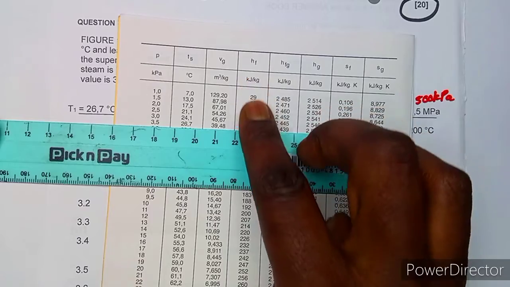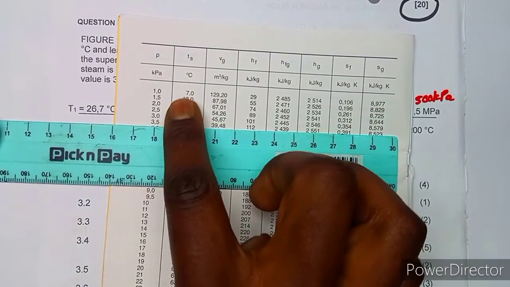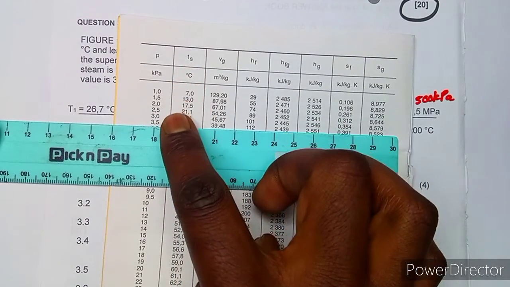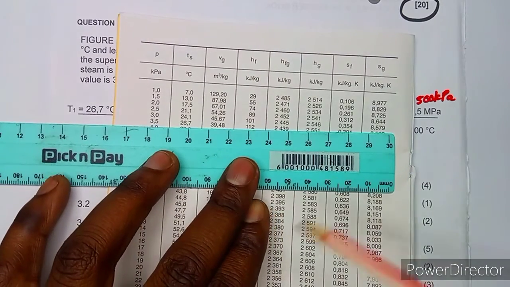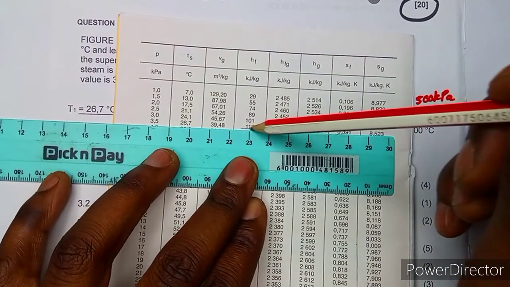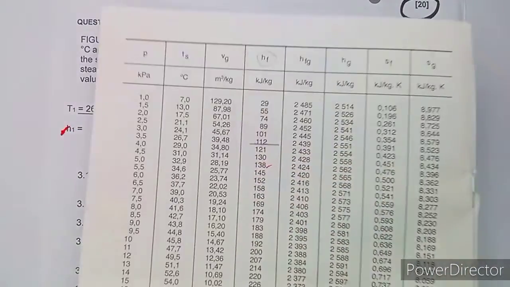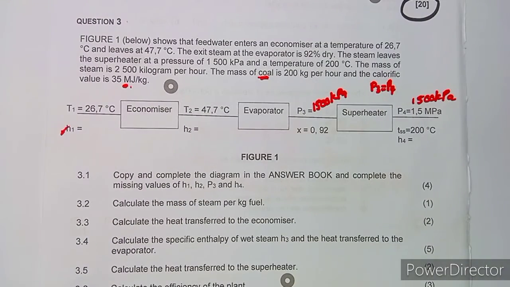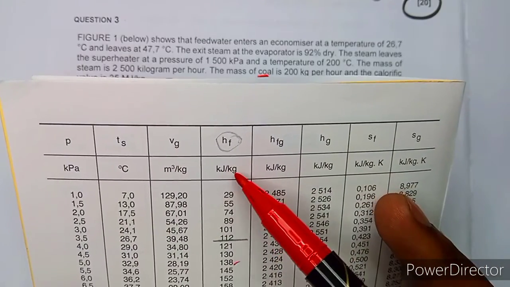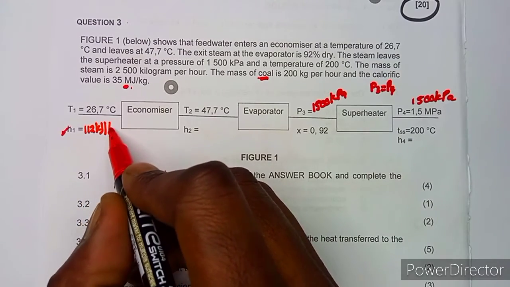As you can see, at 26.7, that is your HF. You want HF, this one. So your HF here is 112, at 26.7 degrees Celsius, which is your temperature. The corresponding HF is this one, which is 112. That is what you simply need in this case. The units are written on top there: kilojoule per kg. So this is 112 kilojoule per kg.